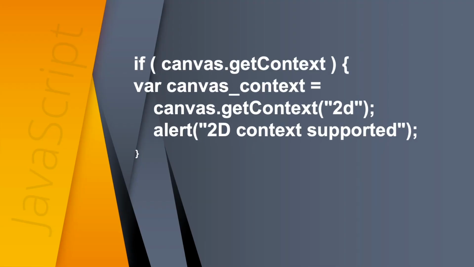We can add an alert box in there, just to see if everything is working properly. We can always comment it out once we get going. If canvas.getContext, variable canvas context equals canvas.getContext 2D, alert "2D context supported". Click your draw button and we should see the alert message pop up. If not, go through our code and locate the errors.